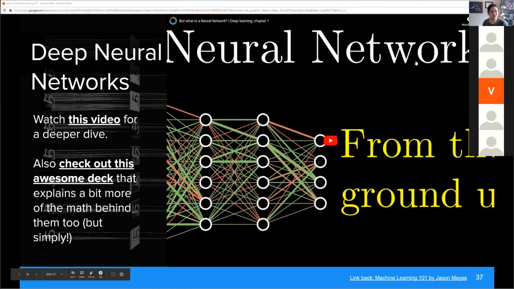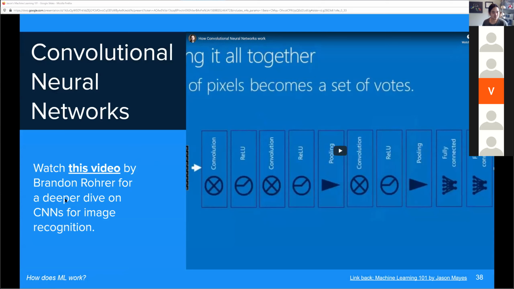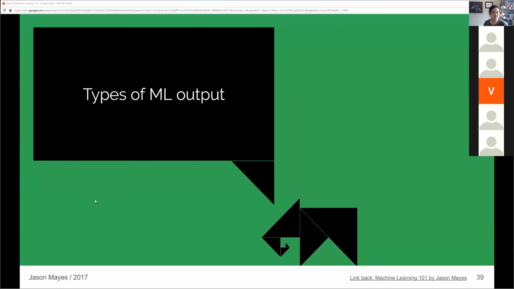And here's another one. Go watch it on your own. This one's actually pretty good. Here's how convolutional neural networks work.